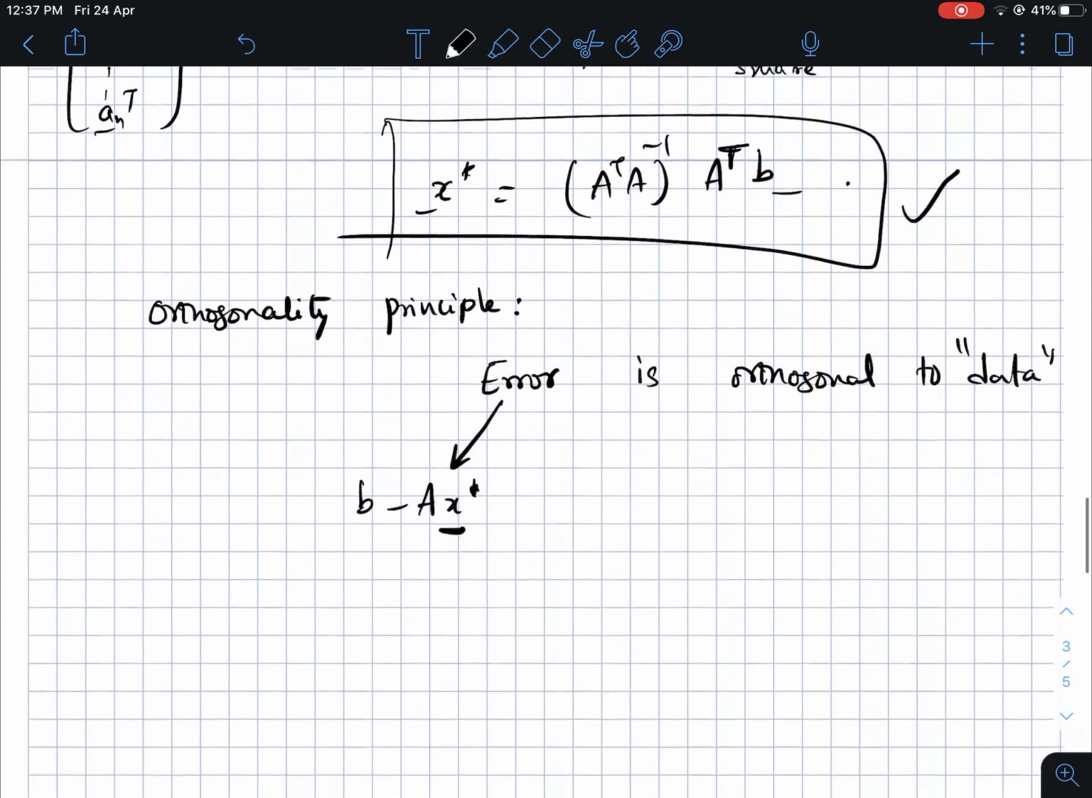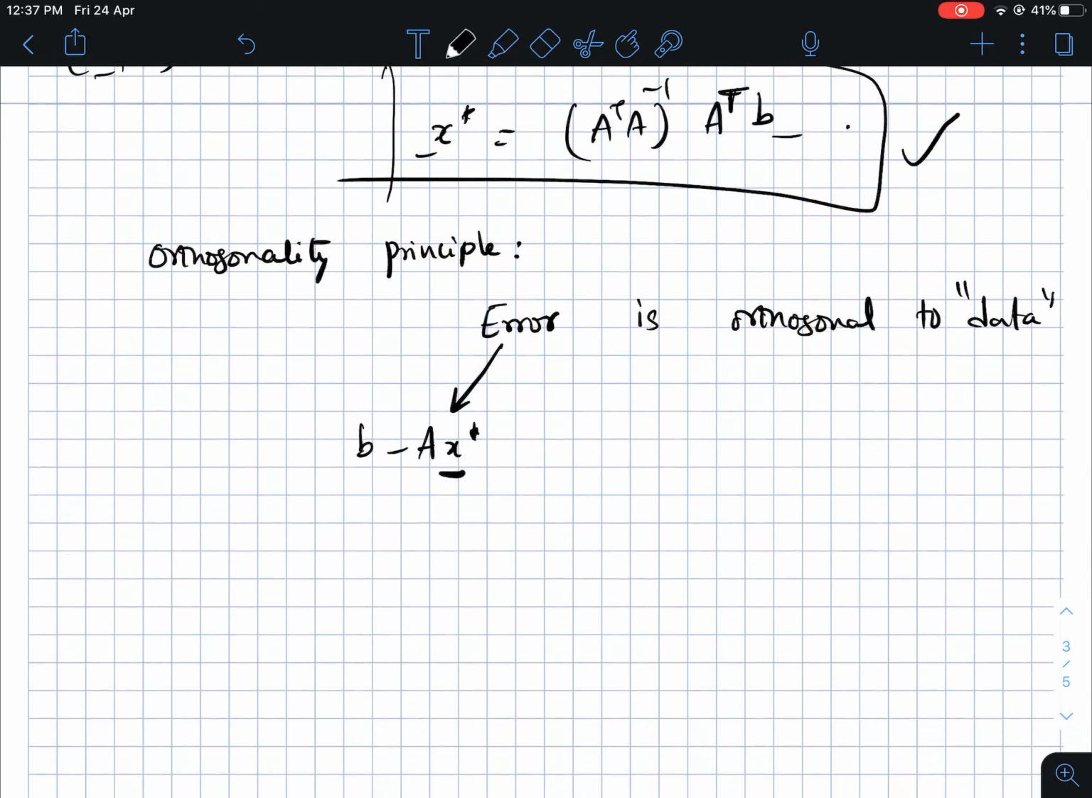Okay, so in some sense here what you're trying to do is write B in terms of the columns of the matrix A. I'm trying to write B as x1 a1 plus x2 a2 plus so on plus xn an. You are trying to force B as a linear combination of columns of A, right? What you are saying is the error in your ability to do that, the difference B minus AX, must be orthogonal to data, and in this context what we usually mean by data is the columns of the matrix.